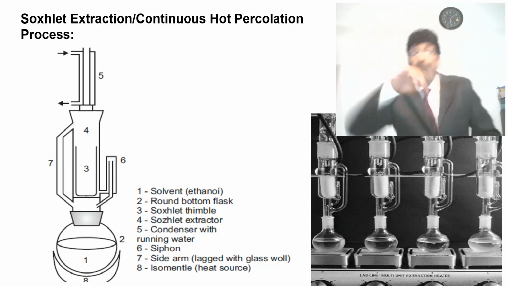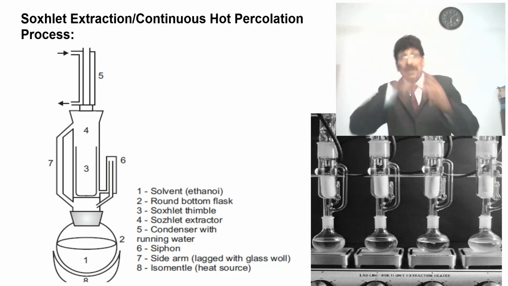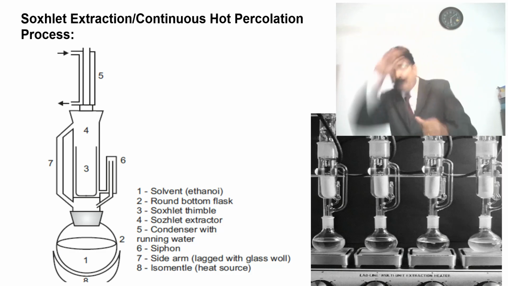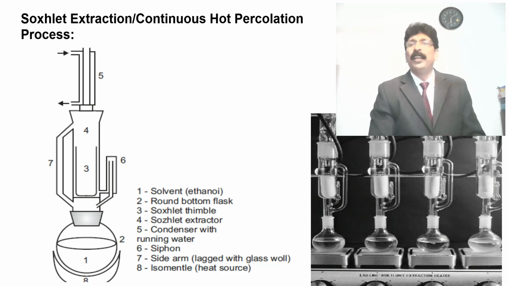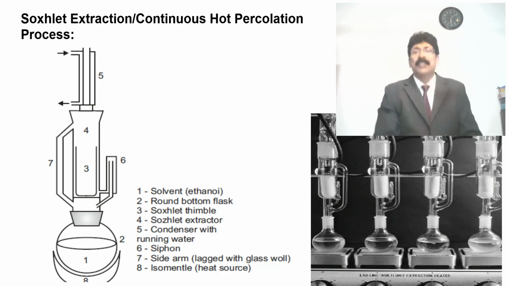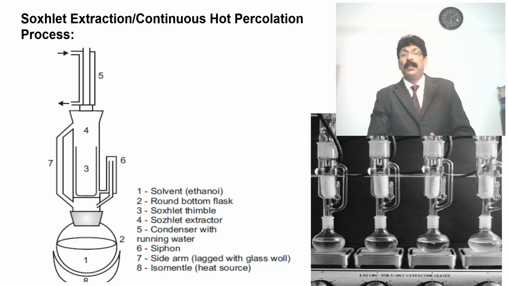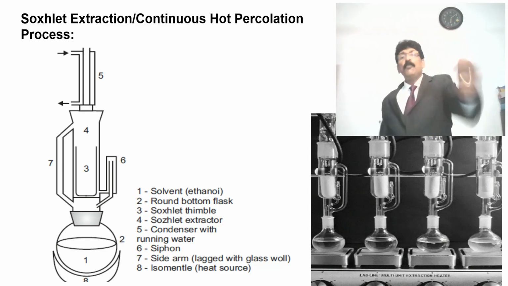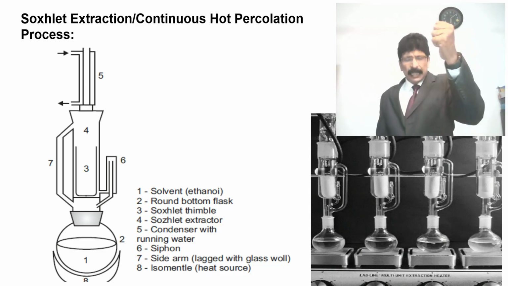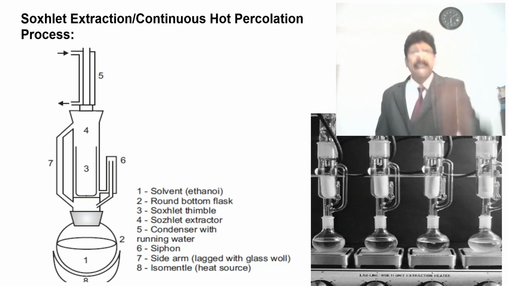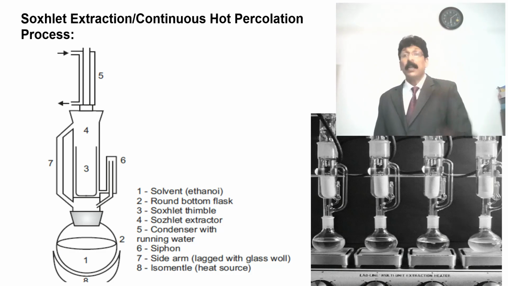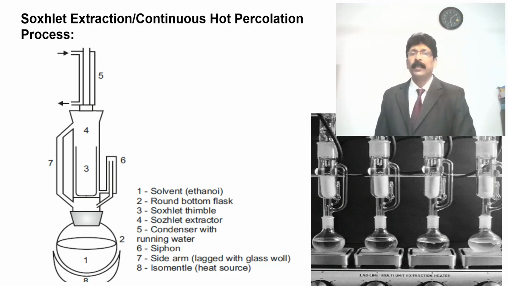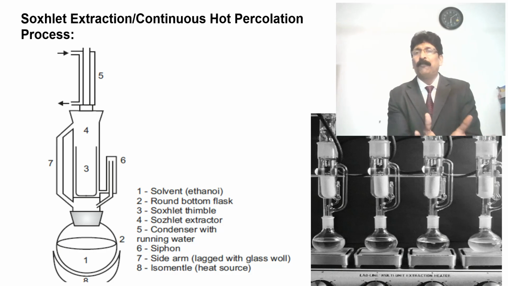Siphon means, according to Pascal's law, you should know, it drains the solvent back to the round bottom flask. It siphons once it reaches the maximum level. Once it is siphoned, it removes all the solvent. You can say it sucks or brings it down to the round bottom flask in number 1 back from 3. Completely it will drain, and it comes back to the round bottom flask.